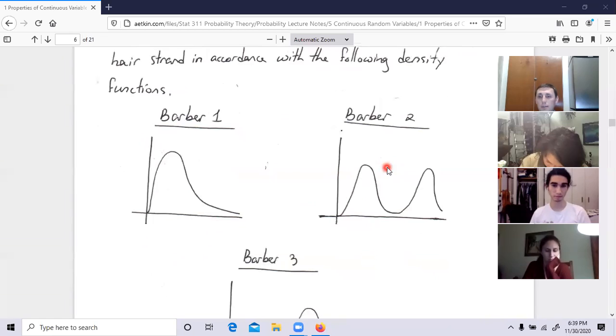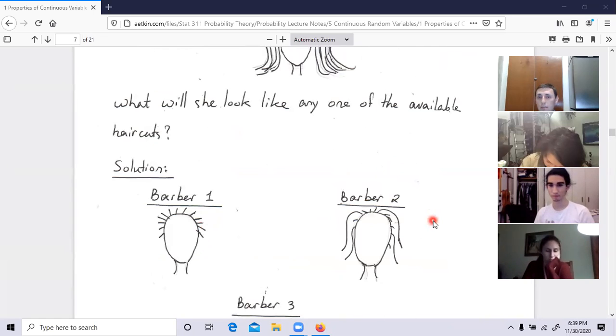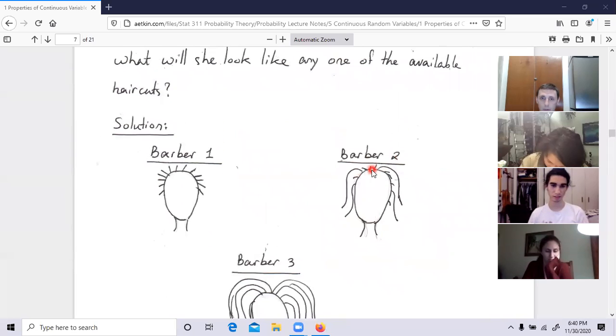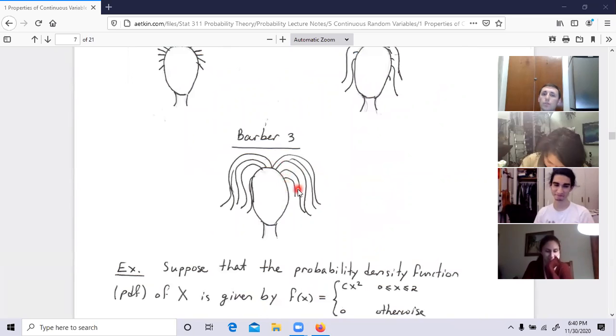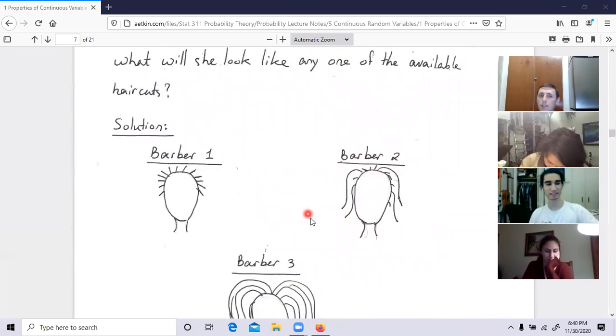Barber 2 is rather a bad choice because that's what you would look like. You would have short and long hairs. Some of them will be long, some of them short. So unless you want to look like you were after a fight, you don't go to barber 2. Barber 3 will keep the hair essentially long, just cut a little bit.